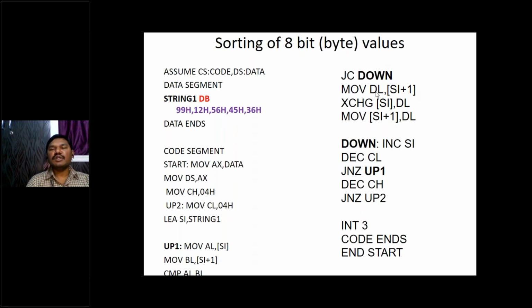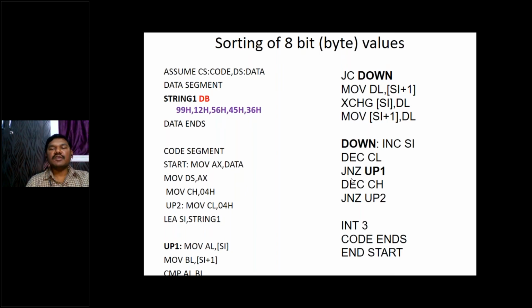Move SI plus 1 to DL. Right? SI plus 1 goes to the data register and the data value again goes to SI. Now what happens? 12 goes to this location and 99 goes to this location. So this is called SI plus 1 and this is called SI. Now, after that increment SI, it becomes SI plus 2. And decrement CL. What happens? This becomes 3. How many values? 1, 2, 3. Okay, next jump on no 0.